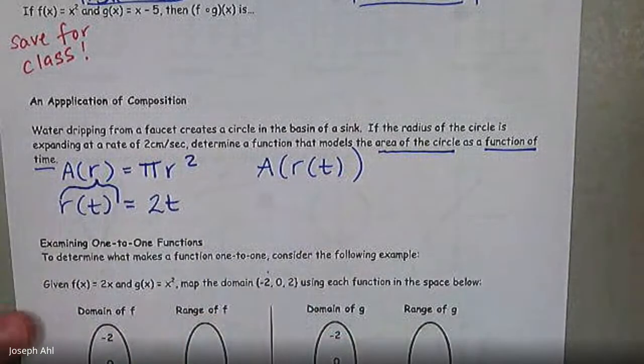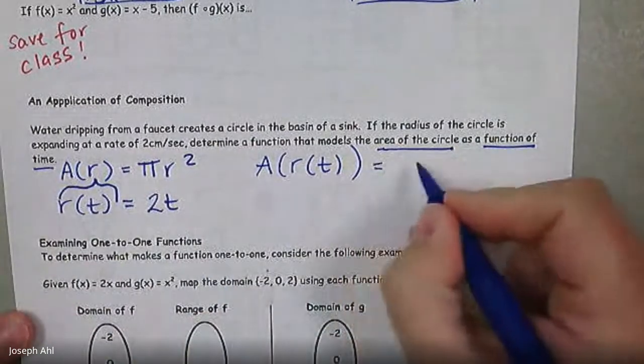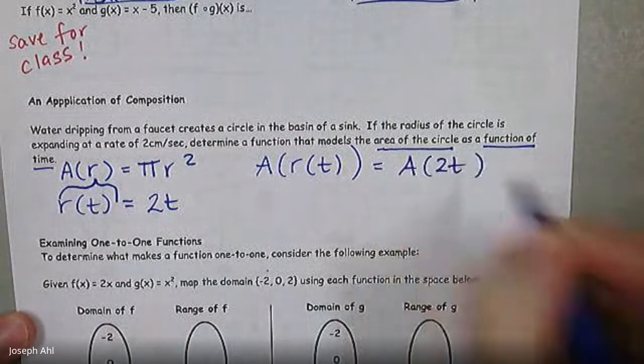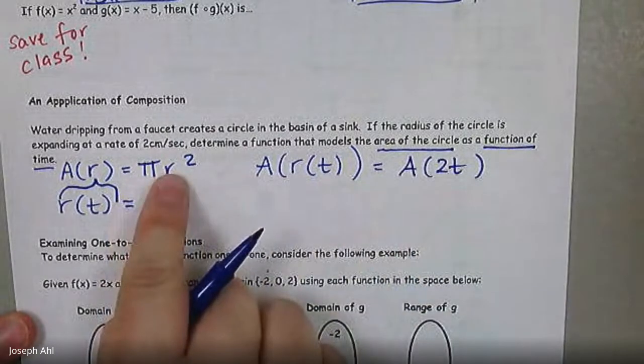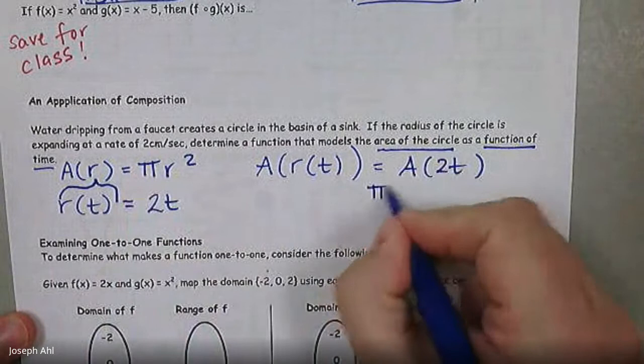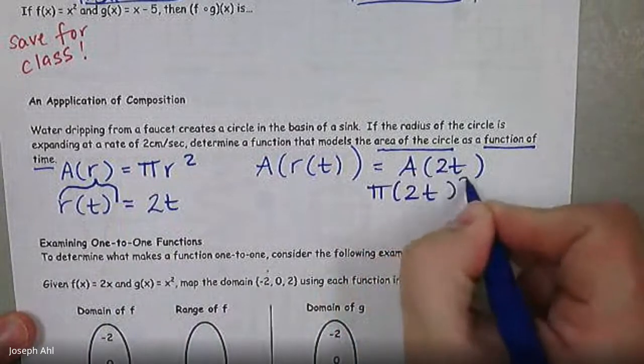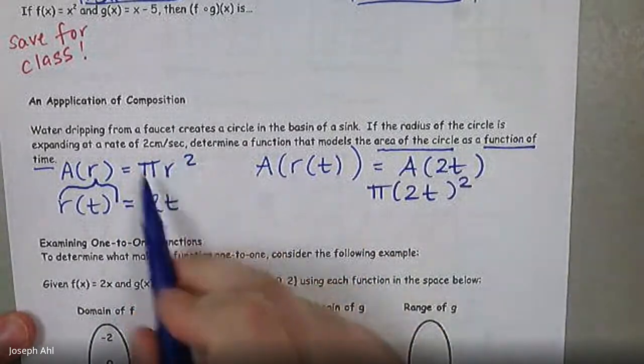So what would that look like? It would take the function r of t, which is just 2t, and we're going to plug that in for the radius right here. So that would be pi times 2t quantity squared when I plug that in here.